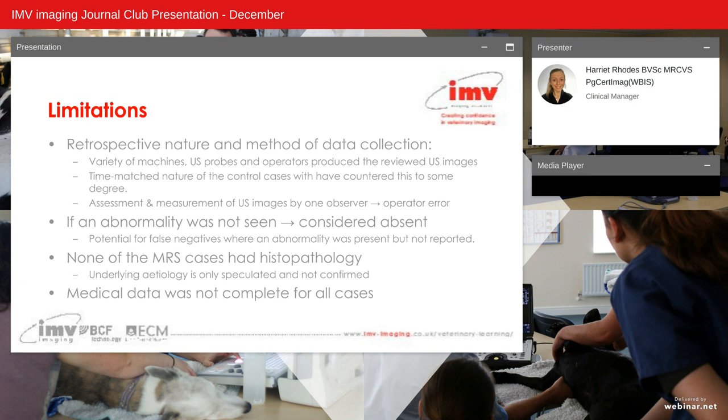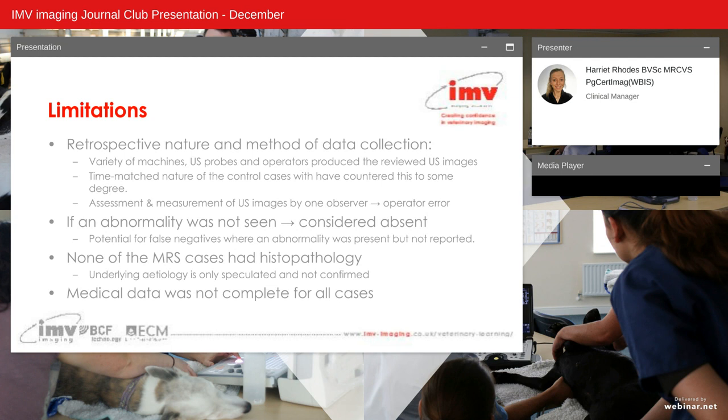So, limitations. The first limitation is mostly related to the retrospective nature and method of data collection, as a variety of machines, ultrasound transducers, and operators were used to obtain the images, and this would have introduced uncontrolled variability within the dataset. However, by having time-matched control cases, this will have counteracted it to some degree. Furthermore, by having assessment and measurement of the ultrasound images only performed by one observer, again, there is a risk of introducing operator error here.